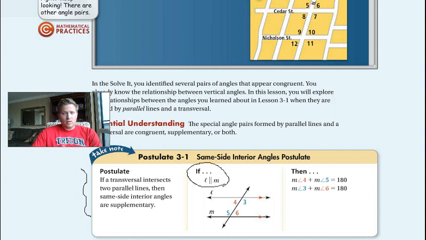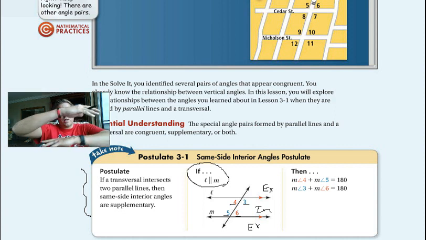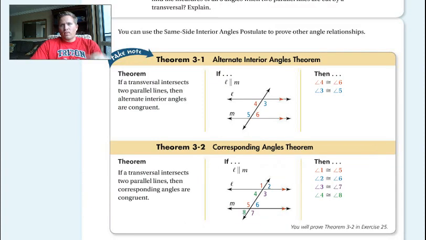So if they are parallel, then angle 4 and angle 5 right here, which are on the same side, added together will equal 180, and 3 and 6 are also on the same side. Remember, interior is on the inside, exterior is the outside, the inside of the two lines and the outside of the two lines. So 4 and 5 will add up to 180, as well as 3 and 6, so they are supplementary. Okay.